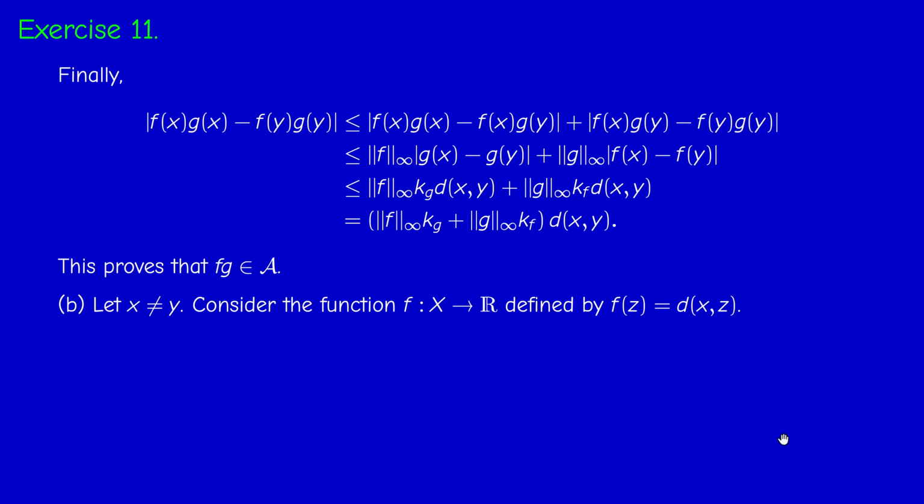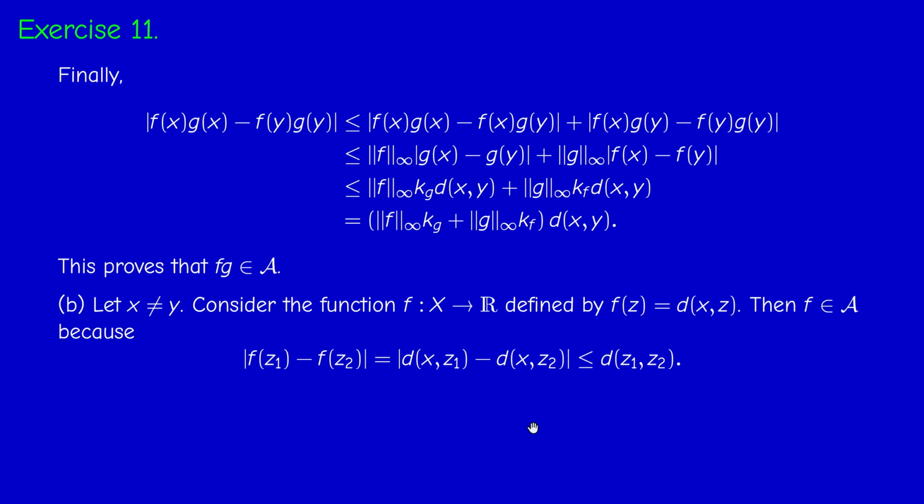And now, by the triangle inequality, if we evaluate f of z1 minus f of z2, we get d(x,z1) minus d(x,z2), and by the second form of the triangle inequality, this is less than the distance between z1 and z2. So this proves that this function is Lipschitz continuous. So it belongs to A with constant 1, actually.